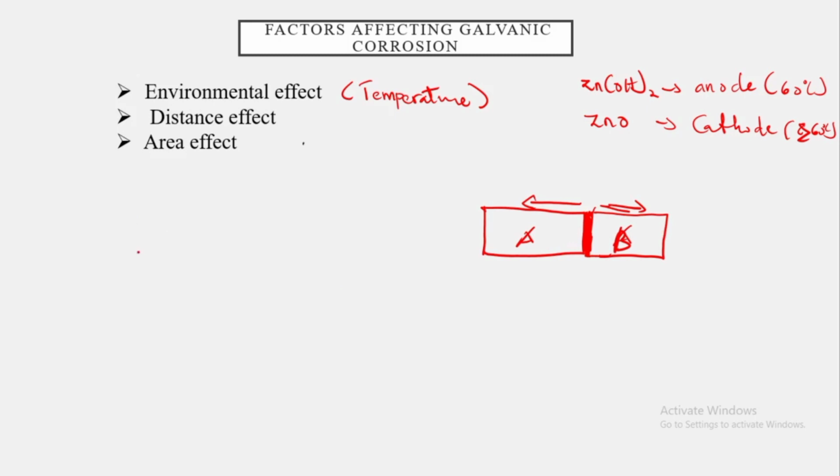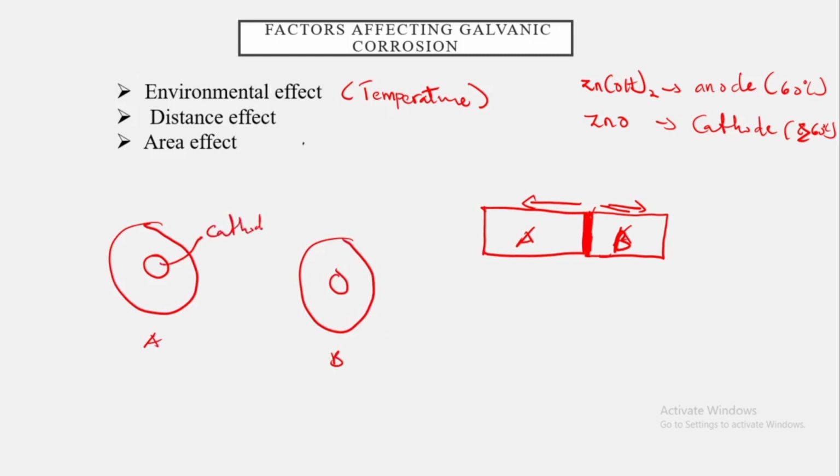The area effect is, let's take diagram A. This is diagram A, and this is diagram B. Now this is the cathode, and this is the anode. And here this is the anode, and this is the cathode. Which one do you think will undergo dissolution? Let's analyze this. For figure A, this is the cathode and this is the anode. That means that the anode is very much larger than the cathode.